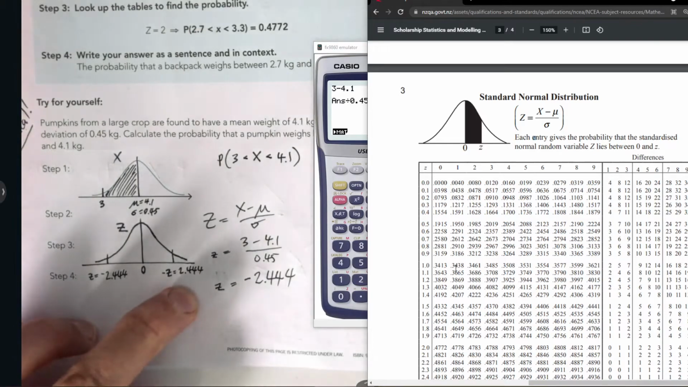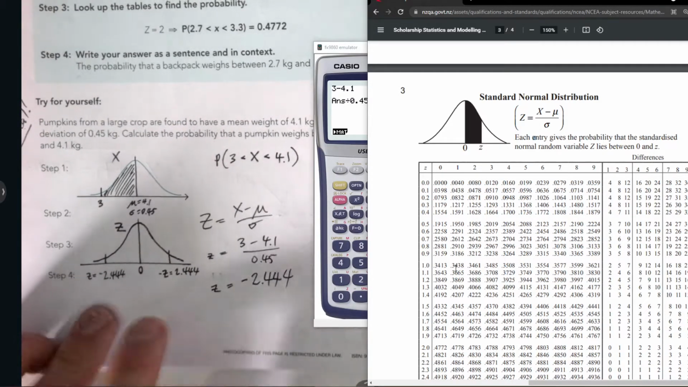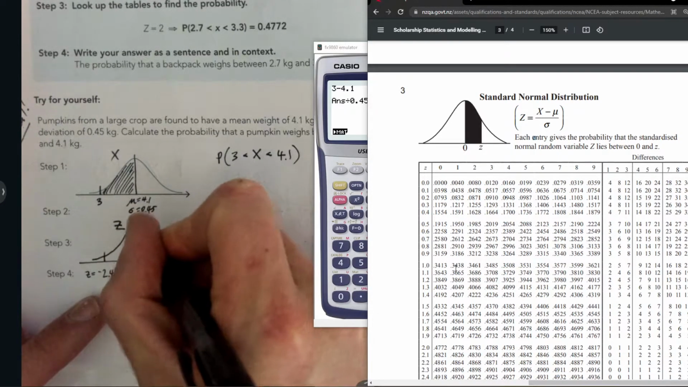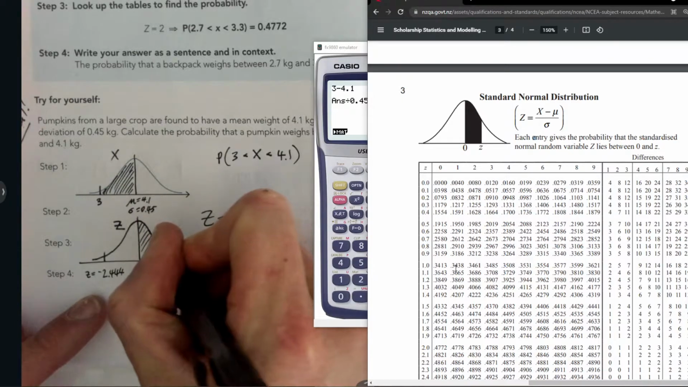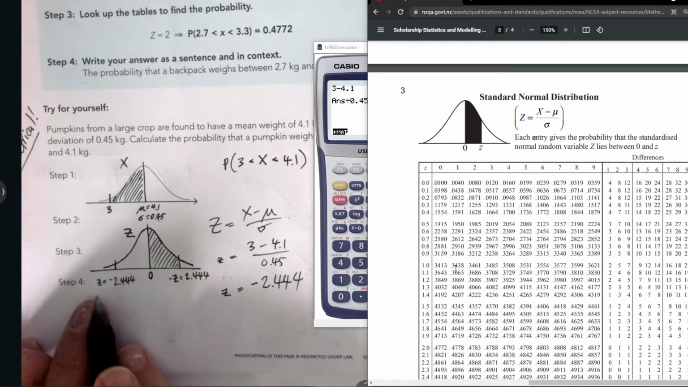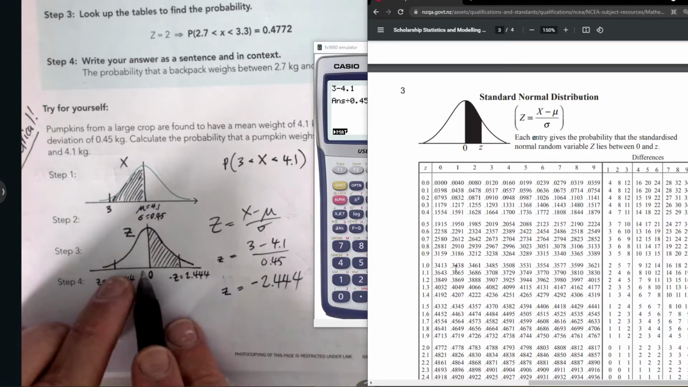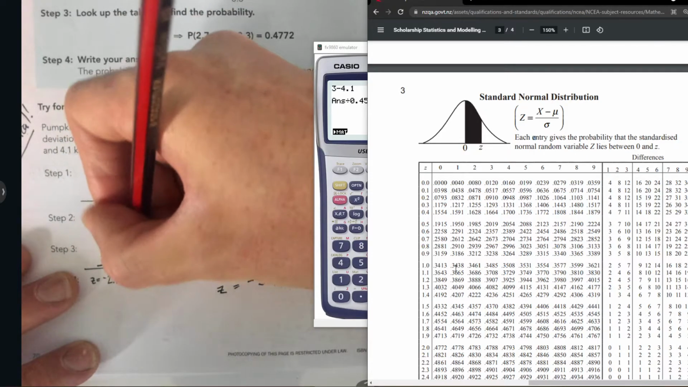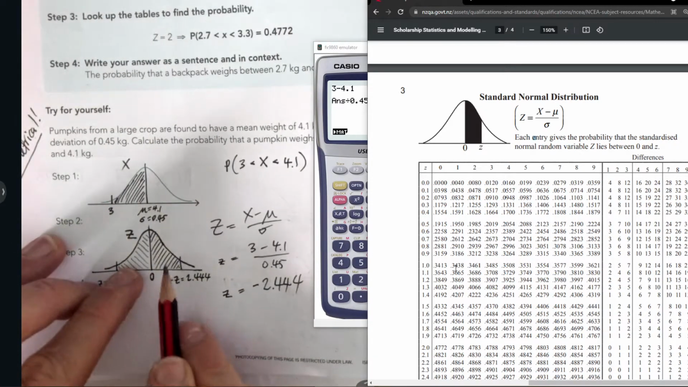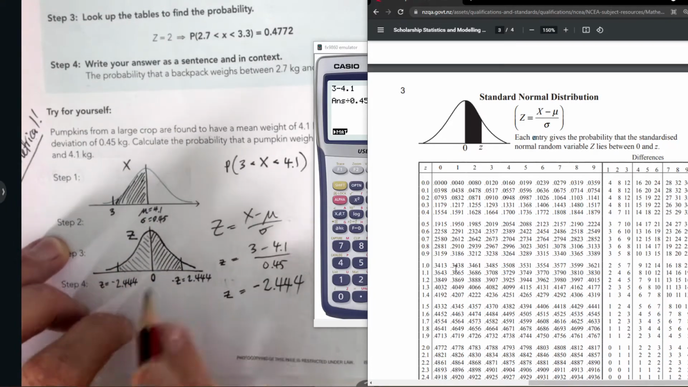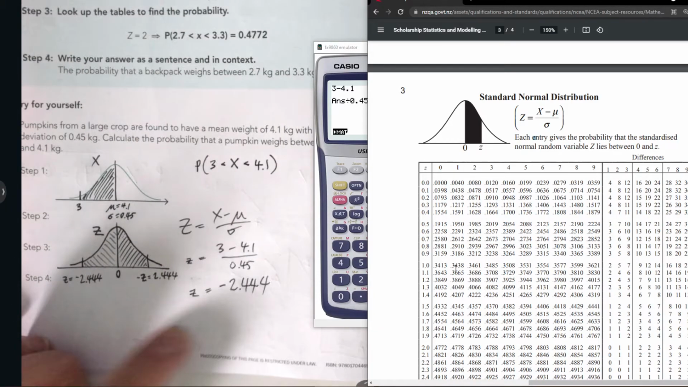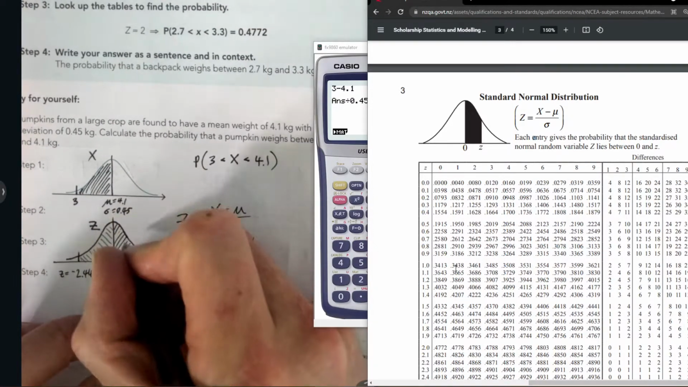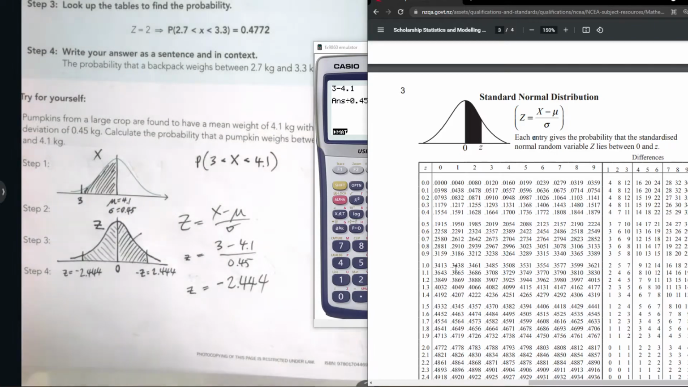2.444, because it's symmetrical, we can mirror it. So this one here, we can shade it in: whatever is happening on the left, we can mirror it over, and we know that whatever would have been here in pencil is exactly the same probability that's showing up on the right. So now we can just look from 0 to 2.444, and that probability is going to be exactly the same as the probability on the left.